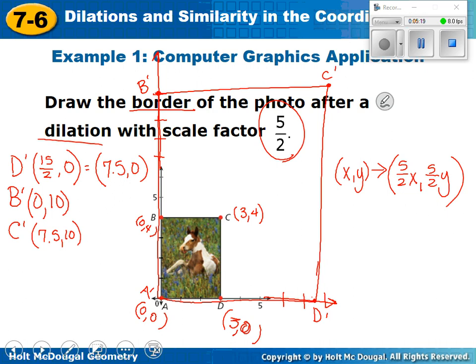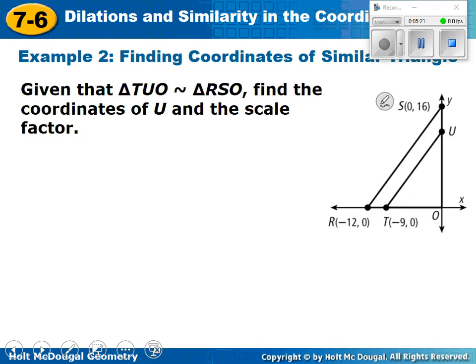All right. So this one is going to be just a little bit different. It's given that these two triangles are what? Similar. Find the coordinates of point U and the scale factor. My advice would be to first find your scale factor, because then it's going to be easier to do the second part, find the coordinates of point U. So I would go in the opposite order. Find my scale factor first and then use it to find point U.